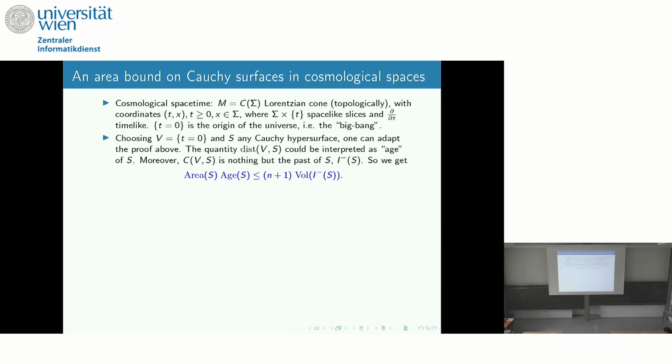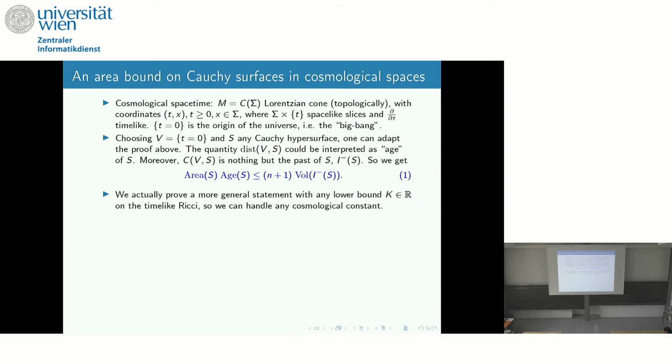And now what is the physical interpretation of this statement? Well, the quantity, the distance from V to S, is nothing but the age of this three-dimensional slice S. And moreover, the cone from V to S is nothing but the timelike past of this Cauchy surface S. So what you get is that the three-dimensional Riemannian volume of this Cauchy surface S times the age of this slice is bounded above by n+1 times the volume of the past of this.